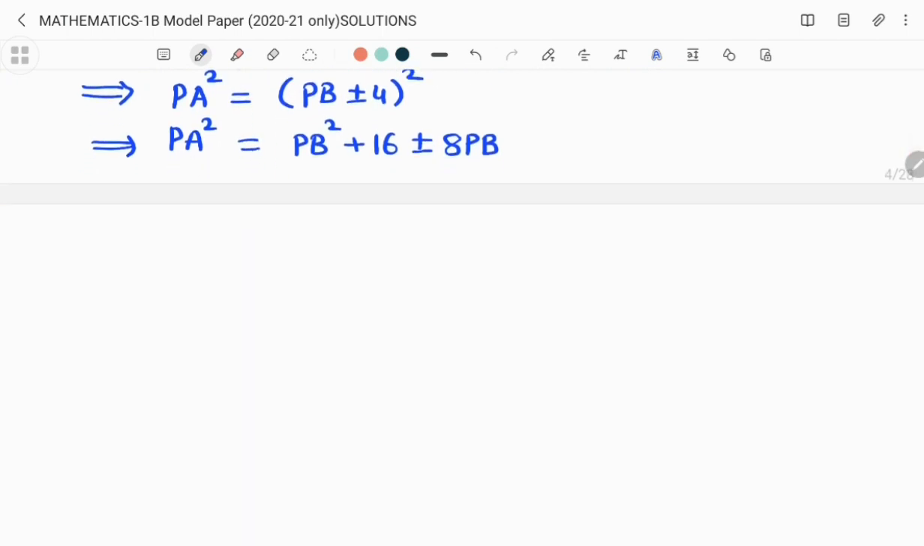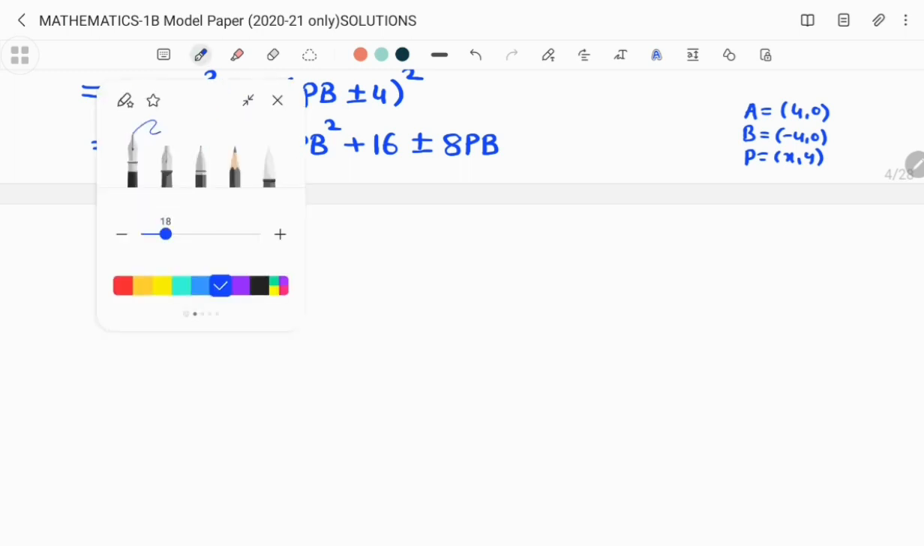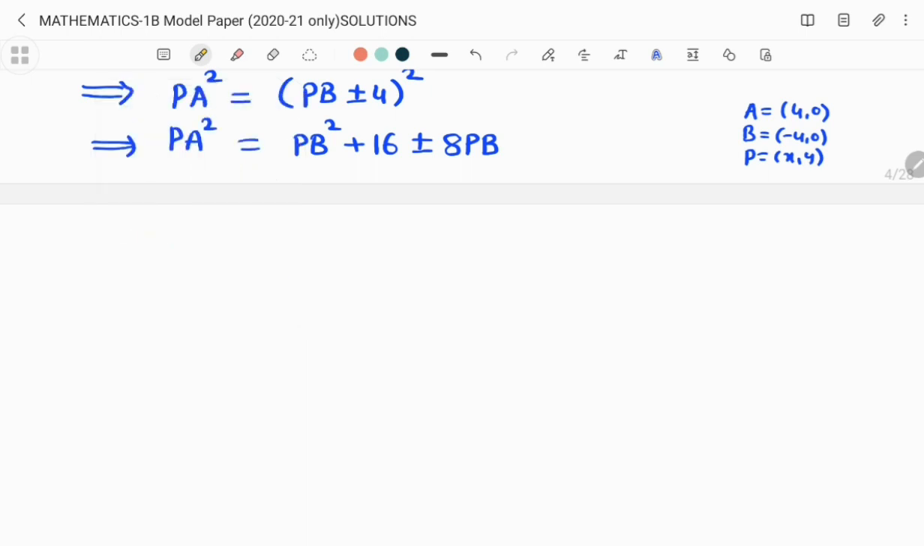After that, the meaning of PA square: PA means the distance between point P and point A. A is 4 comma 0. Here once again I am writing the values of A and B for convenience. P is x comma y, the locus point. So PA square, whenever square is there, you can write without root. And here I am also writing the distance formula between points for the convenience of students.